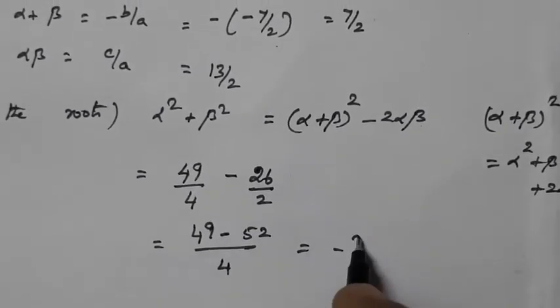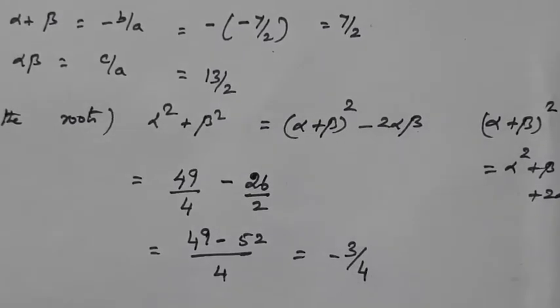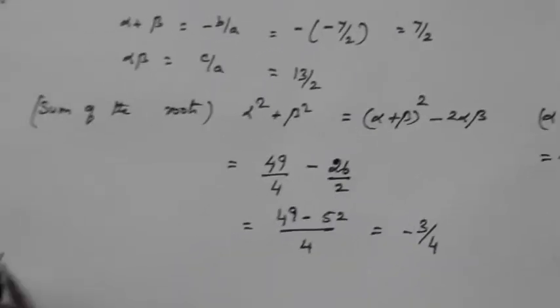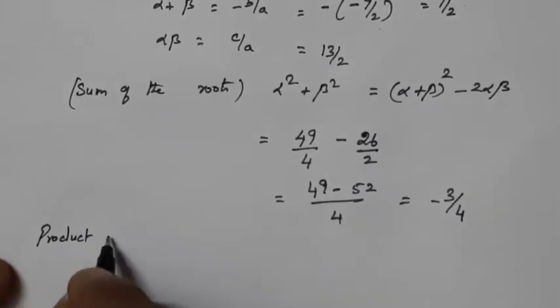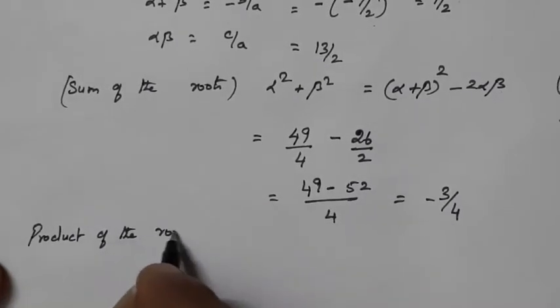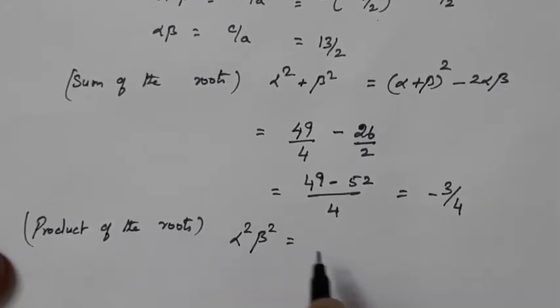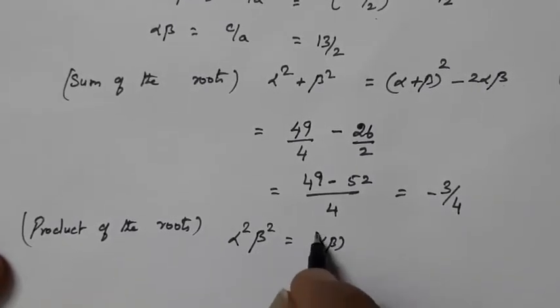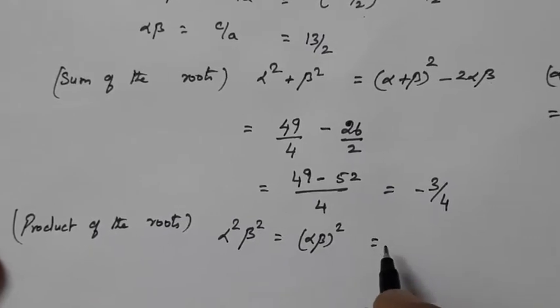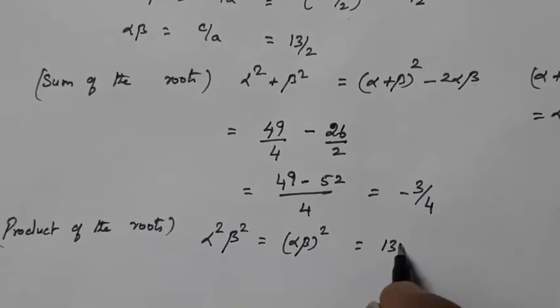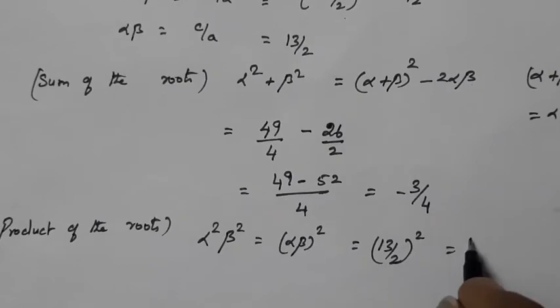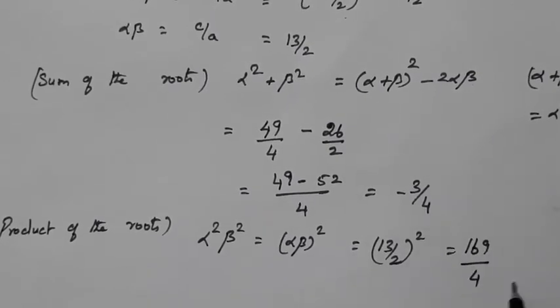So 49 minus 52 is equal to minus 3 by 4, right. Then next you have to find the product of the roots, that is nothing but sigma 2. So the product of the roots is alpha squared into beta squared. This is simple, alpha beta the whole square. So what is alpha beta? 13 by 2. So 13 by 2 the whole square is nothing but 169 divided by 4.